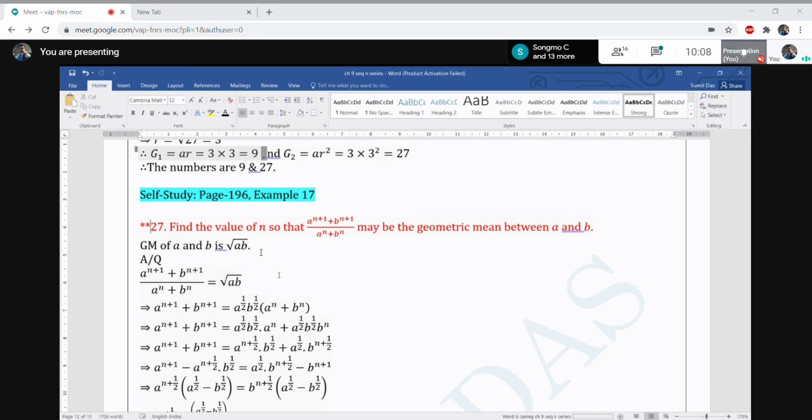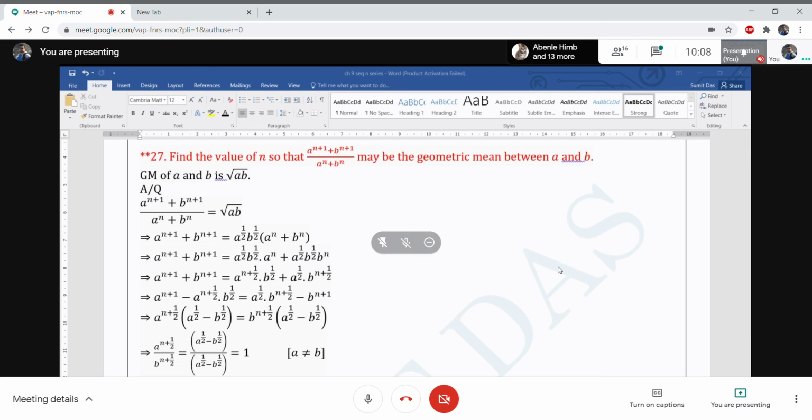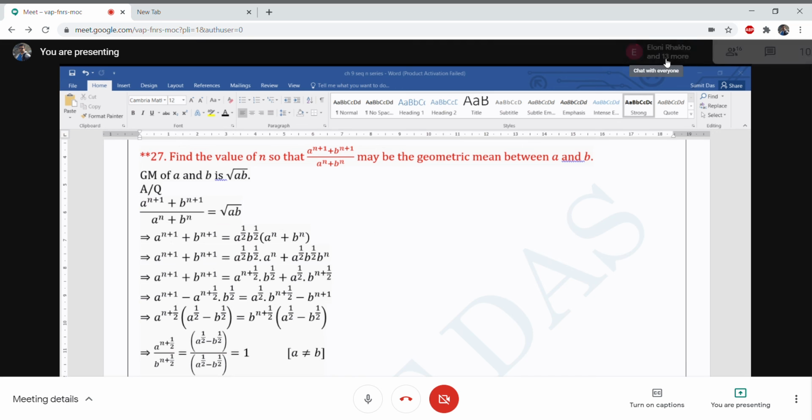27 is a very important question. This is a 6 mark question. Question number 27 is saying find the value of n so that a to the power n plus 1 plus b to the power n plus 1 divided by a to the power n plus b to the power n may be the geometric mean between a and b. You have to find the value of n.